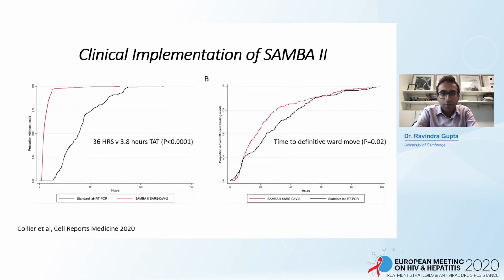In this graph, we can see on the left the turnaround time in the clinical validation phase, and here you can see the times were a little bit longer because we were no longer in a clinical trial environment as before. And here we had a 3.8-hour turnaround time for the Samba test versus 36 hours for the standard lab test, and this was statistically significant, as you can see. And more importantly, really, in terms of implementation science, you can see that the time to definitive ward move was faster in the Samba arm of the study, suggesting that Samba could have real-life implementation improvements.